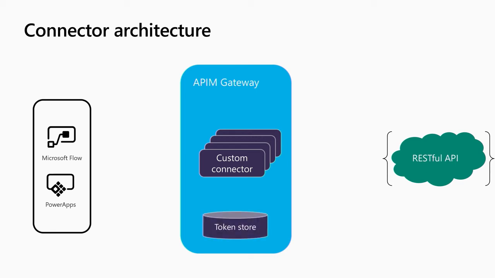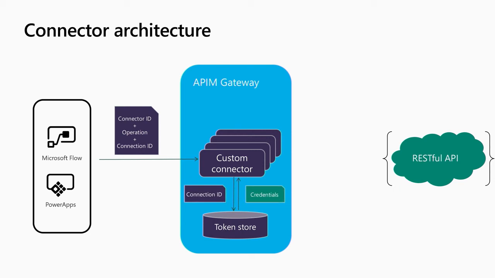We have what we call a token store, which we use to manage all the credentials. So when someone creates a connection and stores the API key, we have a token store which securely manages all those tokens for us. And then when a call comes from PowerApps or Flow, it comes in the context of what connector it is, what connection you want to use, right? And what is the operation that you want to use.